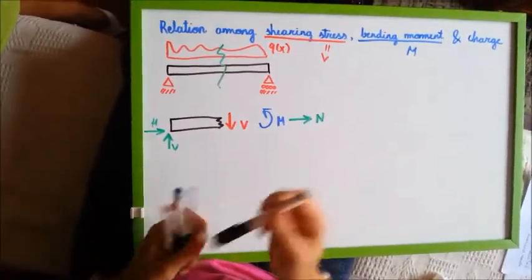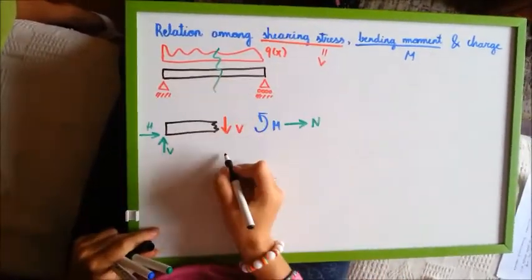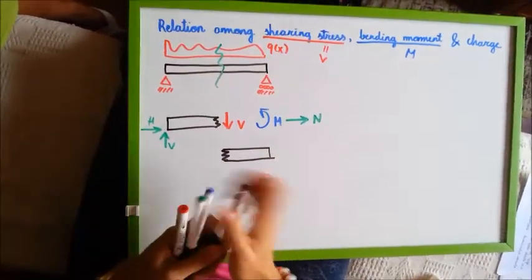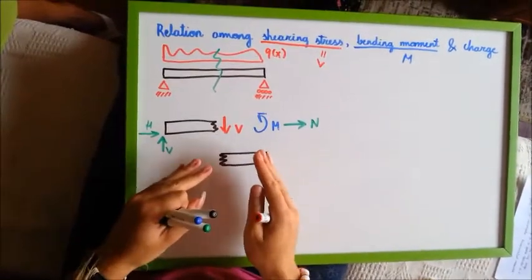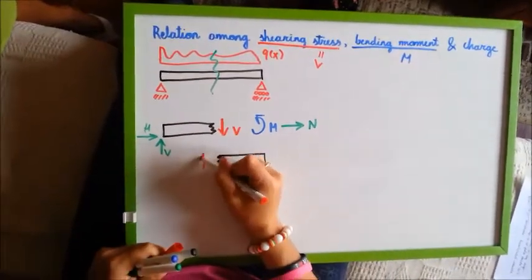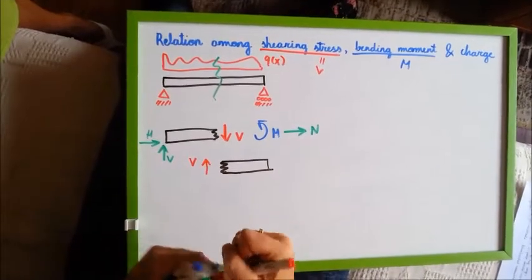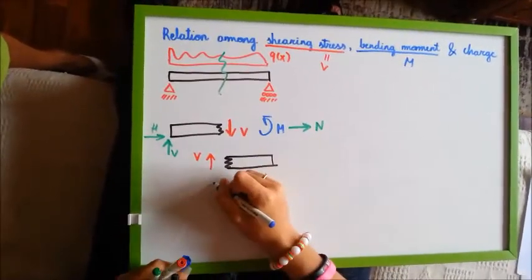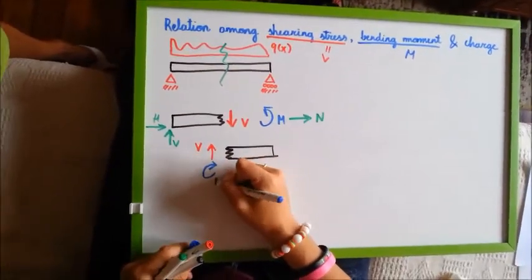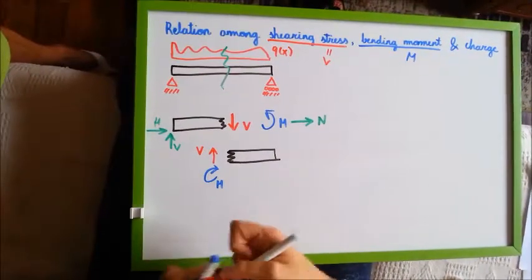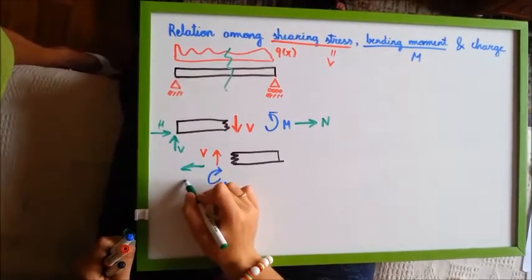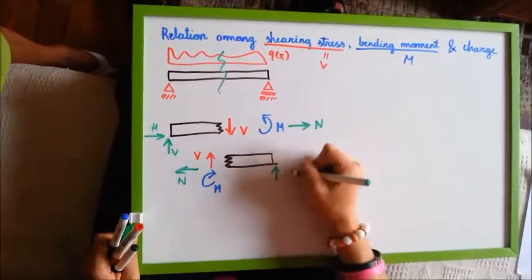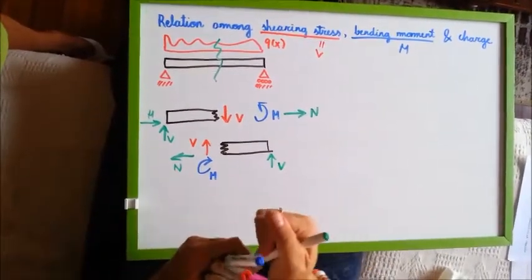But if we take this part of the rod, the direction of these forces reverses. So V, the shearing force, would be in this direction. The moment would be in this direction, and the normal force would be in this direction. Okay, and here the support force, that's vertical.